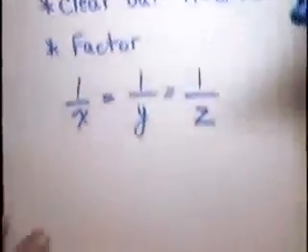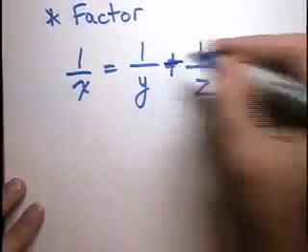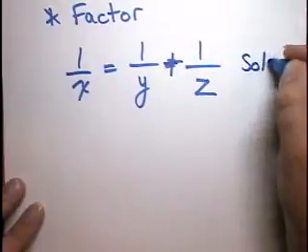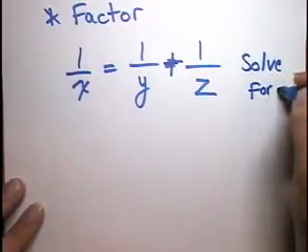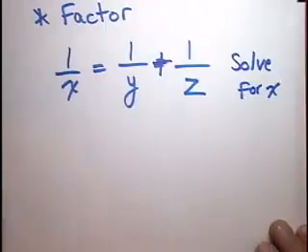Here's an equation: 1 over x equals 1 over y plus 1 over z. Now we have three different variables in the problem, so there's really no way to solve this equation. But the directions are going to say to solve for x. They're going to pick one of the variables and ask you to get that variable on one side of the equal sign by itself.